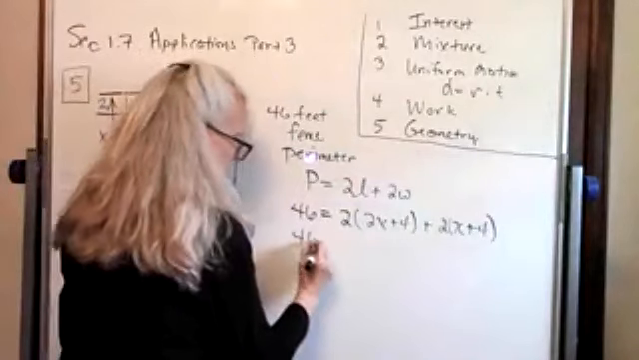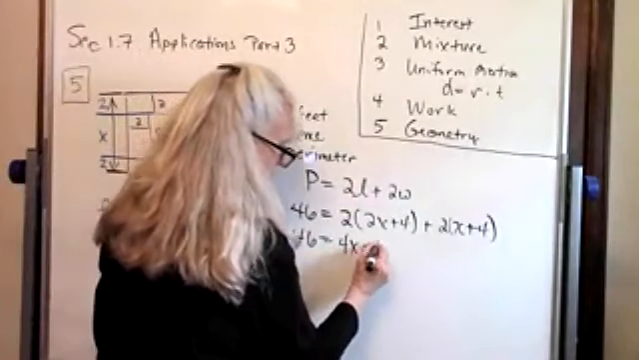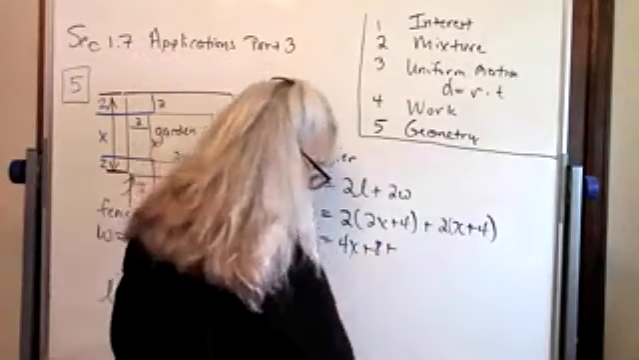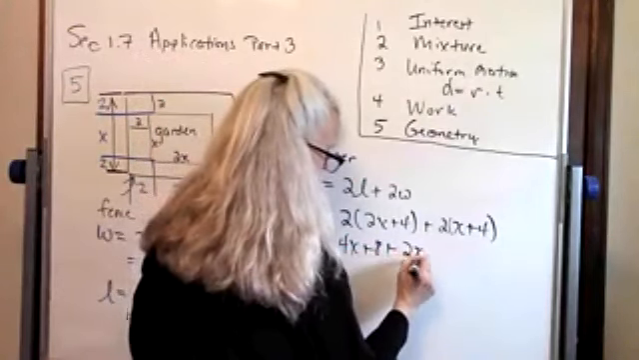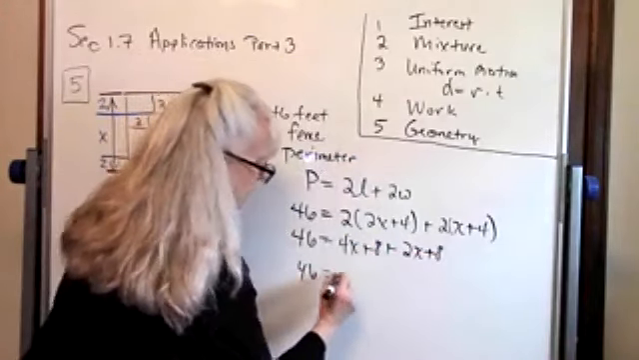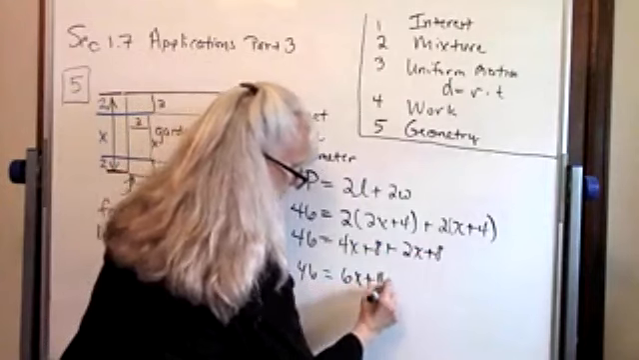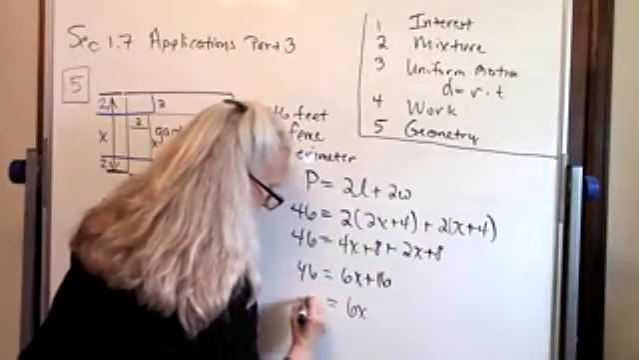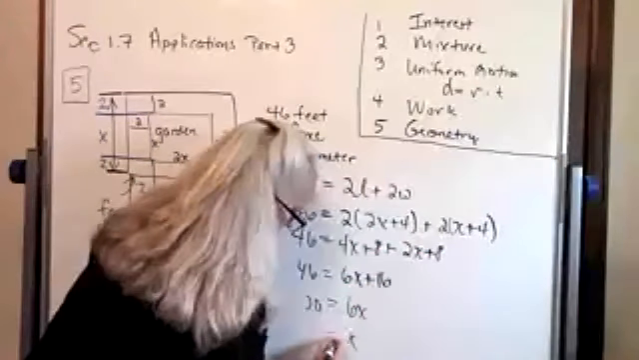So we'll distribute. That'll give me 4X plus 8 plus 2X, be really careful, plus 8. Let's collect like terms. So that'll give me 6X plus 16, and then we'll move the 16 back. So 6X is equal to 30, and X is equal to 5.